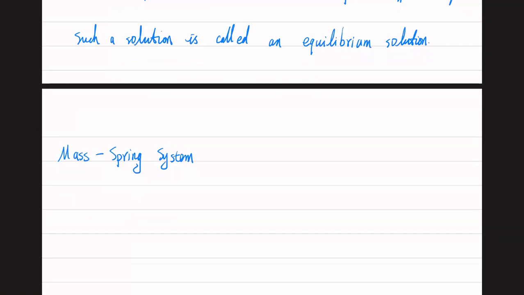There are different ways to describe this mass spring system. One is vertical, one is horizontal. I'm going to choose the horizontal one. So that's the setup. Then we have a spring. Now we have a box.